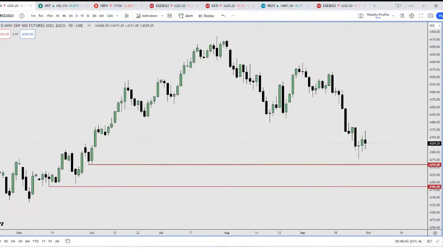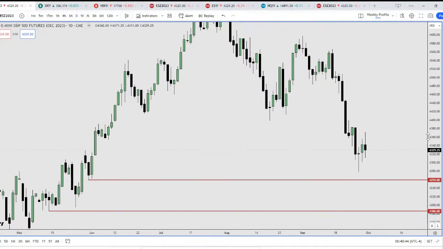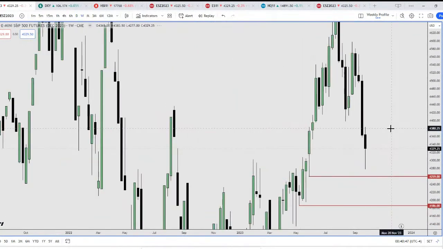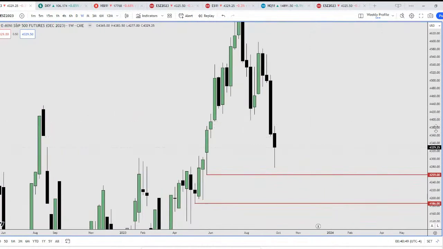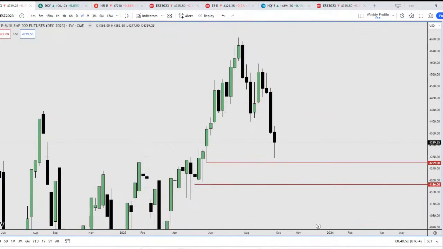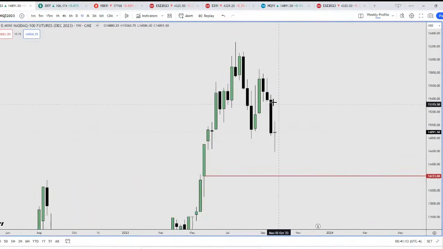And for indices, let me just give you the invalidation. Okay, so indices basically invalidation similar to the dollar. All right, any closure above the consequent encroachment of this weekly CB, right over here, 4438.75, that is going to be my invalidation. A weekly closure right above this level, that's going to be invalidation for indices to continue trading lower. Nasdaq as well, we have this weekly CB, this inefficiency, this consequent encroachment right here.